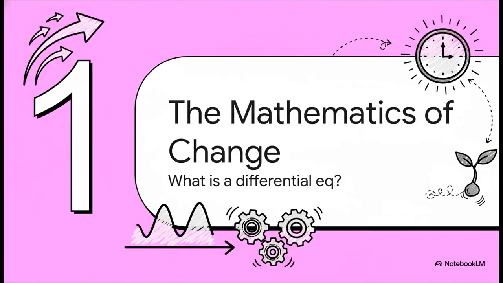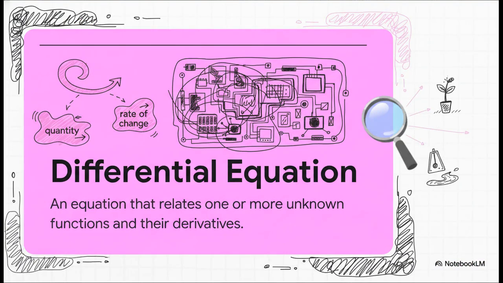Okay, first up, the mathematics of change. Let's not waste any time. What is a differential equation? At its core, it's an equation that connects a function with its own derivatives. And if you're a bit rusty, a derivative is just the fancy math term for a rate of change. So think of it this way. It connects how much of something there is with how fast that something is changing. That relationship, that connection, that's the magic key to modeling the world.